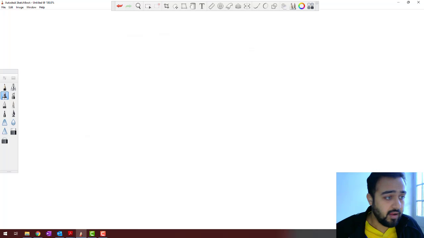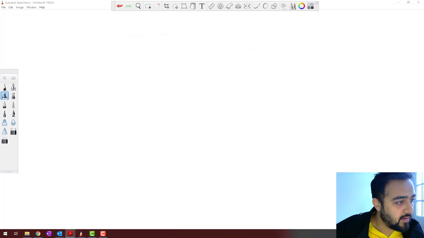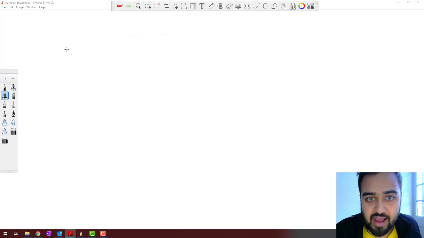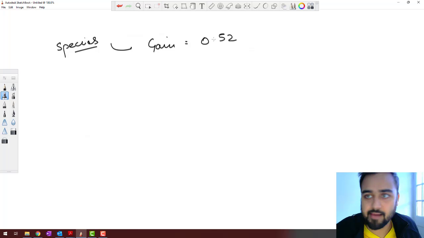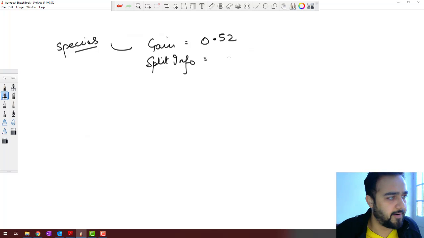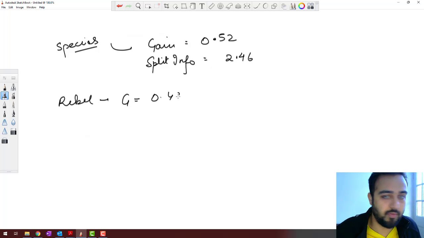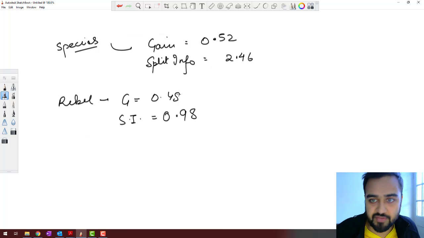Now let's say in the example that we have for the species, we have a gain which is already given. You can calculate it as well. It would be good practice to do it, because you have the answers in front of you. And split info is given as 2.46. Similarly, for rebel, gain is 0.48, while split information is equal to 0.98. We have this information.